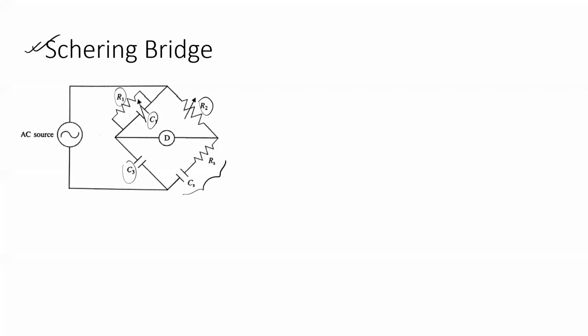I will leave the derivation of this particular bridge as a task for you. I think you can do it because the process is actually the same. I have shown you two of them already. Using the similar process, you can define what is Z1, then Z2, Z3, then Z4. You define the impedances first, then put the expressions in the balance condition, then equate the real and imaginary parts to get the expressions of RS and CS. So I think you can easily do that.